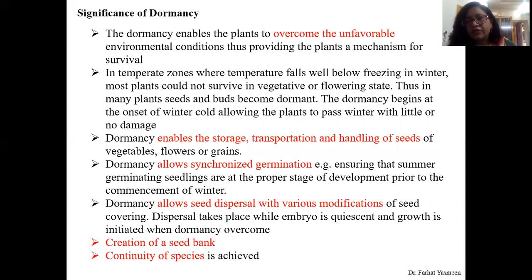Why are we studying dormancy? Why are we considering this process? Because this process has immense significance in the survival of life. First of all, the significance of dormancy is that this process enables the plant to overcome unfavorable conditions, because if any seed starts to germinate during unfavorable conditions, when the conditions are not suitable for growth, then the plant will automatically die.